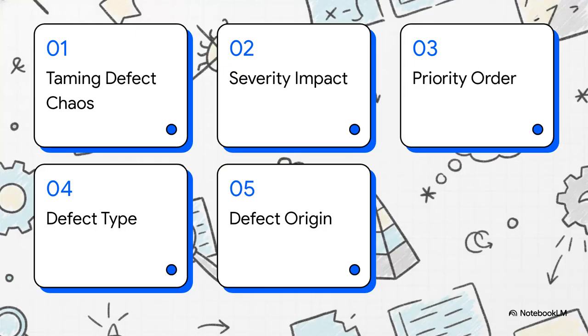Number 1, taming software defect chaos. 2, severity, which is measuring the impact. 3, priority, the order of operations. 4, defect type, the bug's actual nature. And 5, origin, tracing the source.